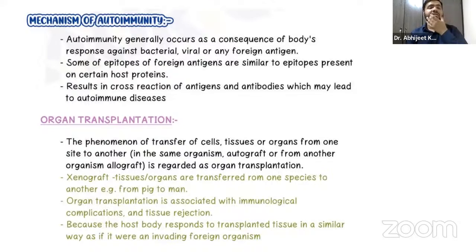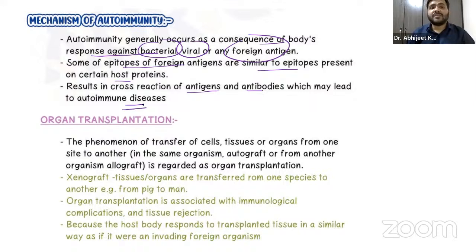So remember, guys, the mechanism of autoimmunity. Autoimmunity generally occurs as a consequence of the body's response against bacterial, viral, or any foreign antigen. Some of the epitopes of foreign antigens are similar to epitopes present on certain host proteins. So there is always a cross reaction of antigens and antibodies, which may lead to autoimmune disorders.